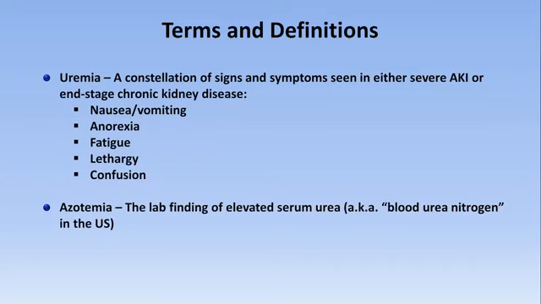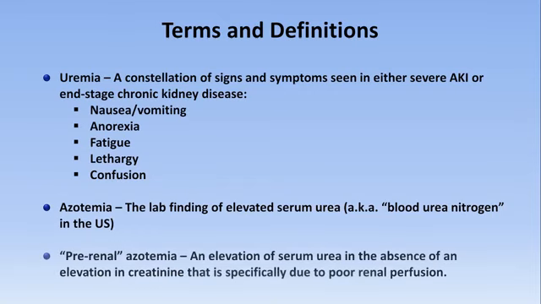Azotemia refers to a buildup of nitrogen-containing metabolic waste products in the blood. In practice, the only such compound we routinely measure is urea, or blood urea nitrogen, as it's known in the US in the context of lab tests. And so-called prerenal azotemia is an elevation of serum urea in the absence of an elevation in creatinine that is specifically due to poor renal perfusion. I'll talk about why this happens in the next video.